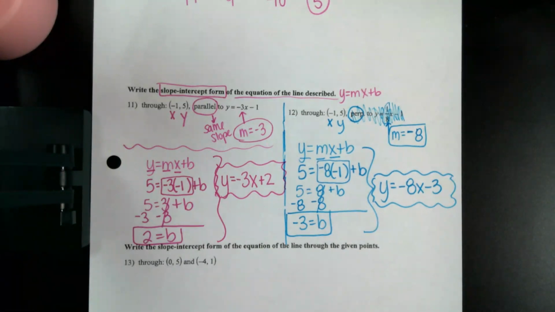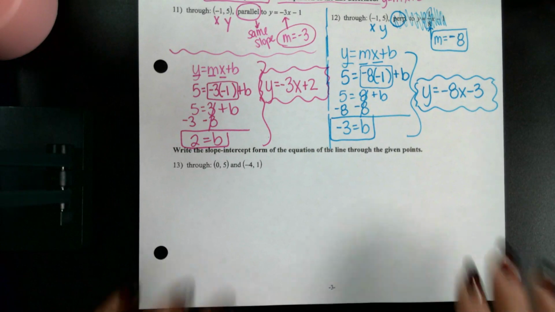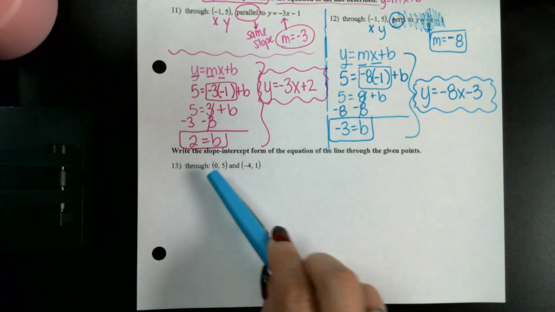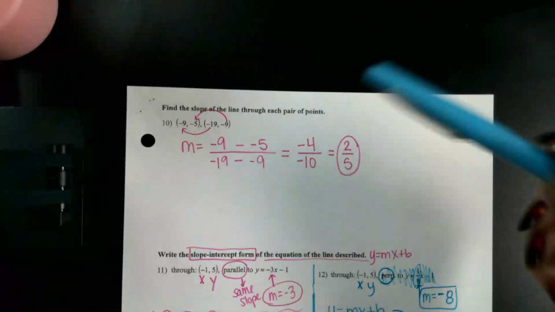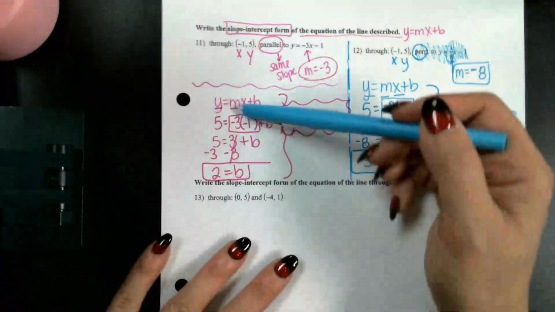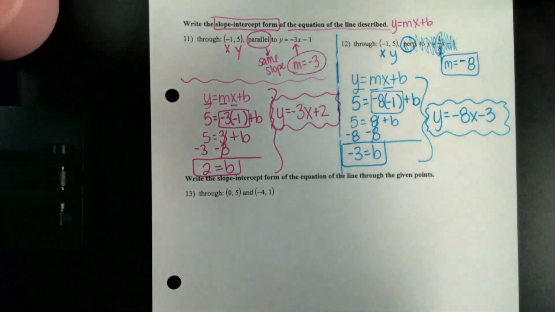Okay, now down at the bottom, they want you to write an equation of the line also, but this time they didn't give you the slope. They didn't tell you, here's an equation of a line, I want the parallel one or the perpendicular one. So if they have not given you the slope, basically what we're going to do is what we did on number 10. We're going to find the slope first, and then we're going to do a plug and chug like we just did here. So it's still essentially the same thing.